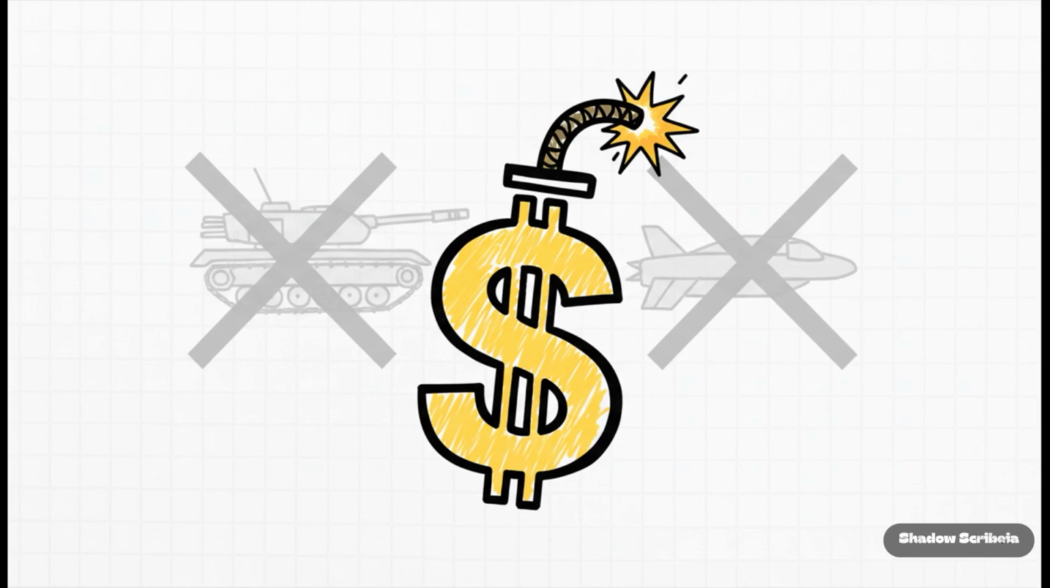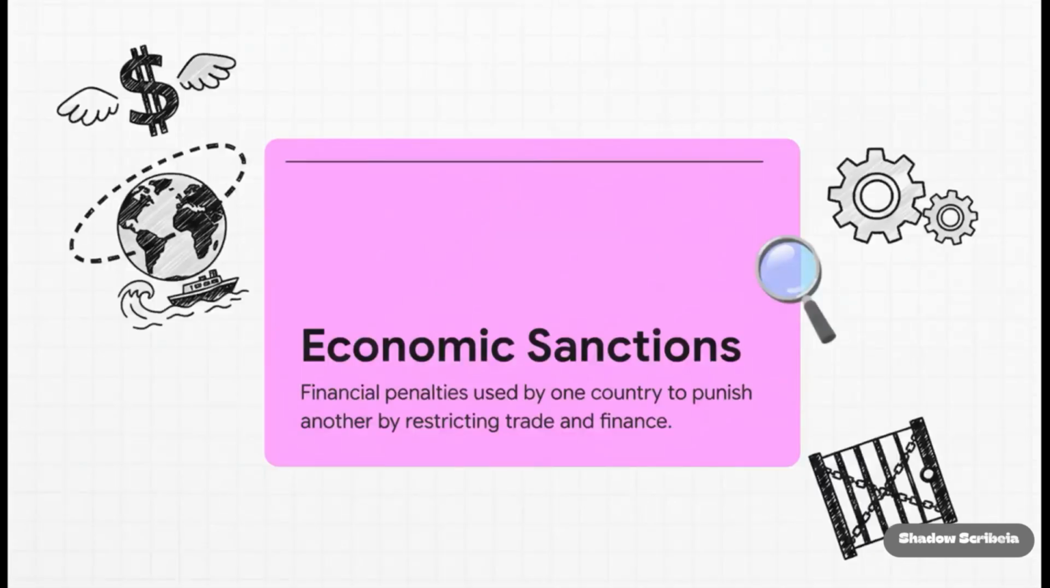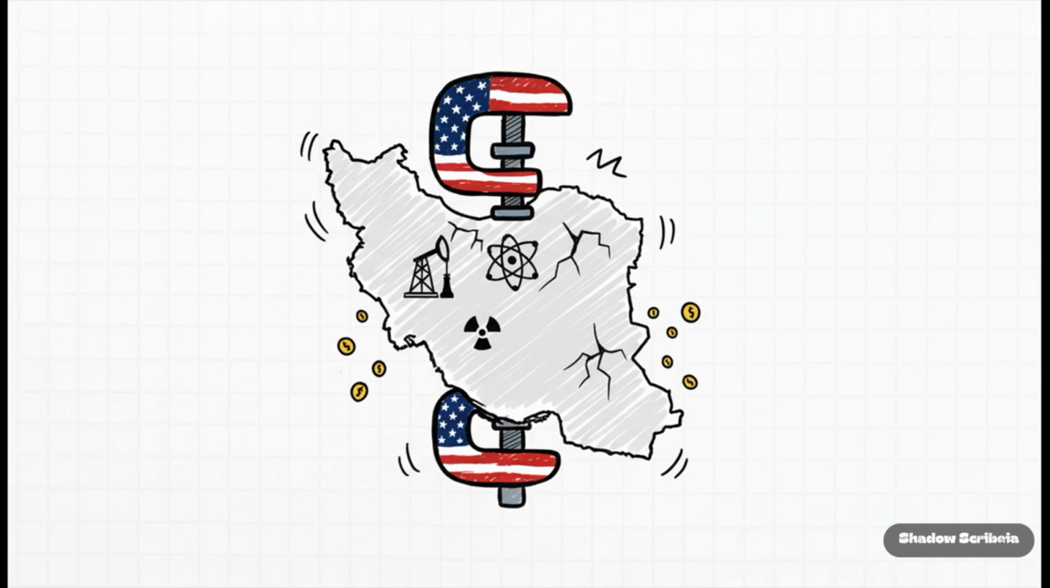Pillar number 3 is all about the primary economic weapon in this conflict, sanctions. Because when direct military action is way too risky, economic pressure becomes the tool of choice. So what exactly are economic sanctions? Well, think of them as financial penalties. They're designed to punish and isolate a country's economy, cutting it off from global trade and finance to pressure its government to change course.